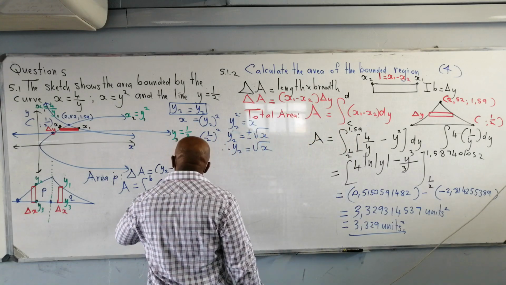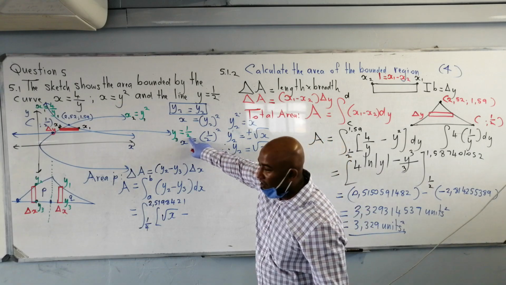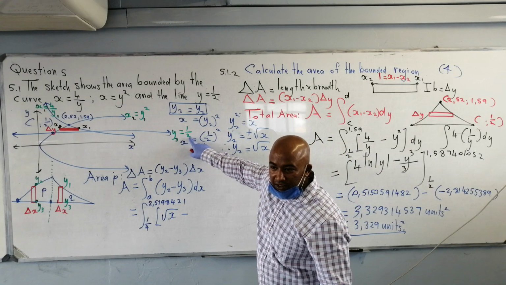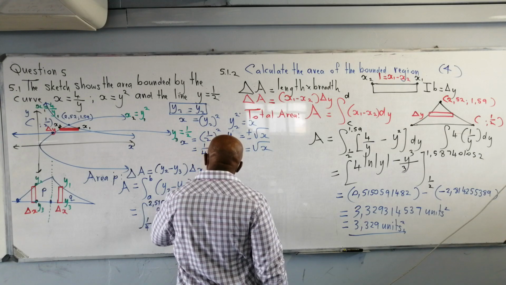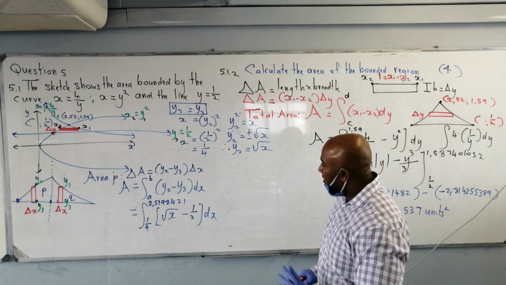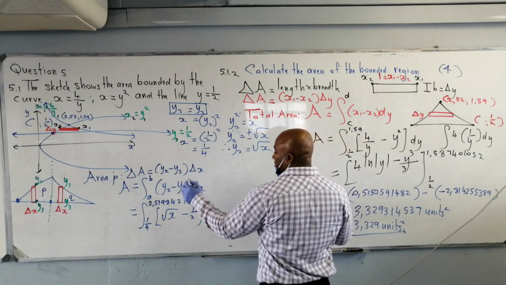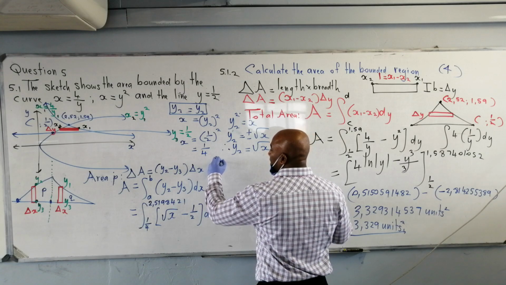Okay, so that would be square root x minus what is y3? y3 is just half. Can you see that? y3 is half there. And then we're going to integrate and we're going to work this one out. Alright, we'll come back to this. I'm just setting up first. What about area Q?